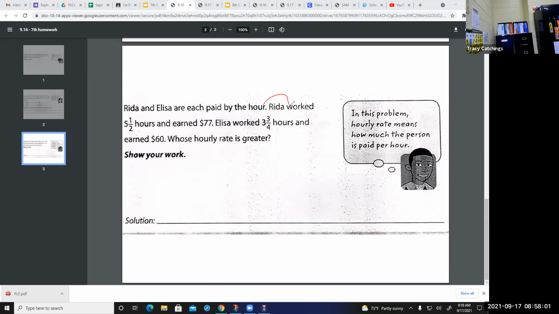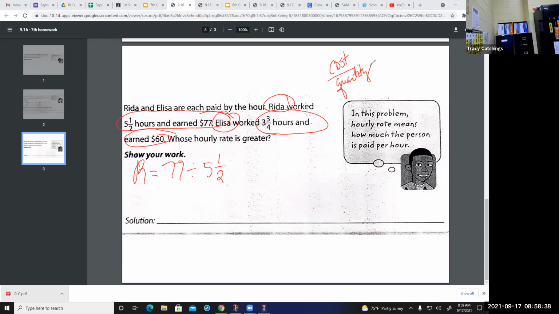Okay, that's Rita, 5.5, 77. Then we have Alyssa, 3.5, 60. Keep going. Okay, Rita. And then I put 7. Remember, anytime we have money, that will be the cost divided by the quantity. If you did not know that, definitely make sure you know it: cost divided by the quantity.